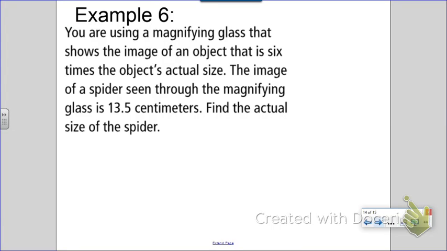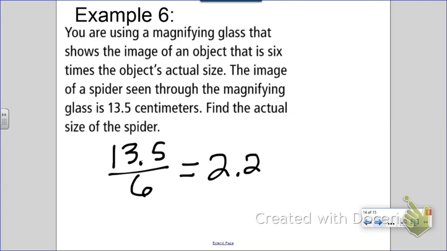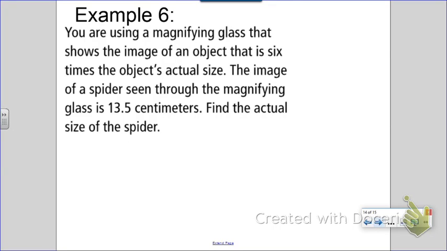In the next one, we have an image that is 6 times bigger in the magnifying glass. The image of the spider seen is 13.5, so if we simply divide 13.5 by 6, we'll get our answer of 2.25 centimeters. And that's all for our lesson today.